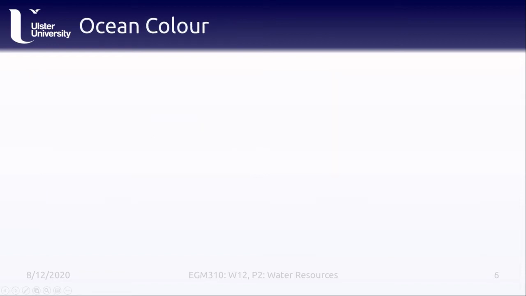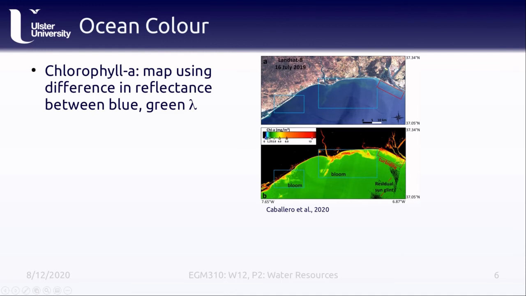In addition to mapping the extent of water bodies, we can also learn about their chemical and biological makeup. One common application of this is in estimating chlorophyll A concentration using the difference in reflectance between the visible blue and green bands. This is often used as a proxy for phytoplankton concentration.